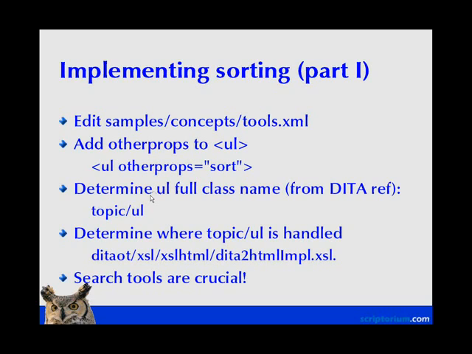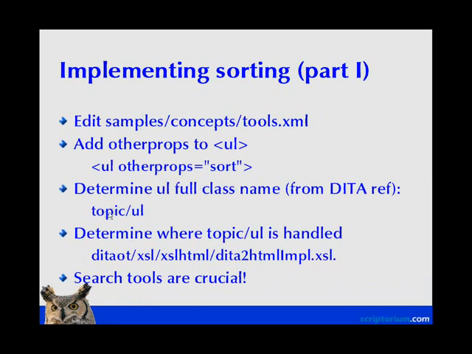So what we need to do is find where UL is handled in the DITA Open Toolkit. This right here, these next few minutes, is the real hard work of modifying the DITA Open Toolkit and modifying the XSLs. And that is trying to find where in the Open Toolkit something is handled. Now, the best way we can start is to go to the DITA reference and find out the full class name of our UL.